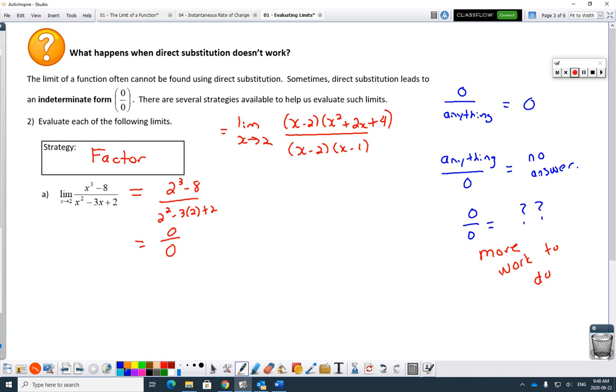X minus 2, x minus 2. Those cancel. There's the 0 over 0 part. See, when I subbed in before, I got 0 over 0. Now, I just canceled out the 0 over 0. That's gone now. Now I will be able to substitute into it. And if you think I'm cheating, I can explain away the cheating in just a second. If you think, wait, something's wrong here, I can explain.